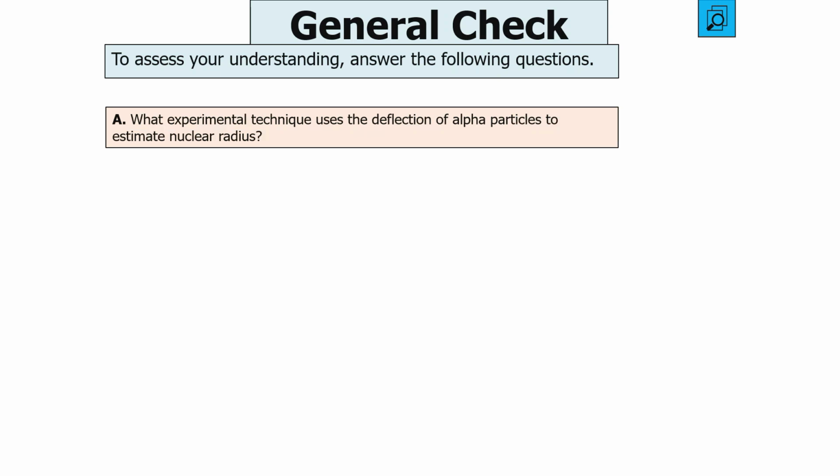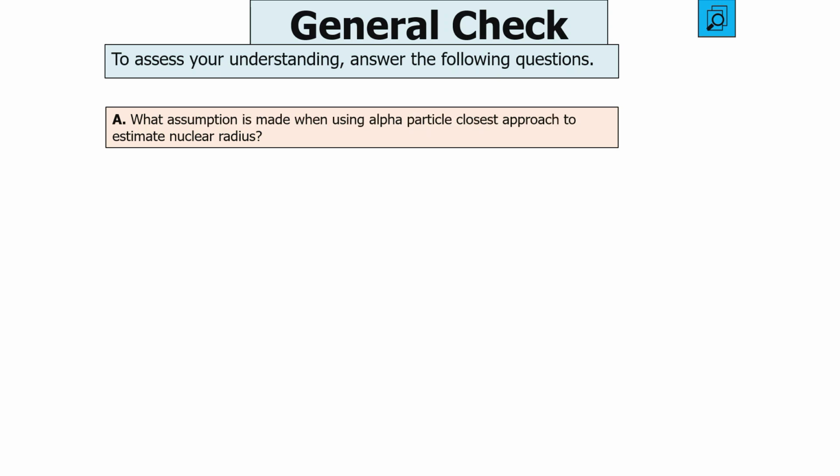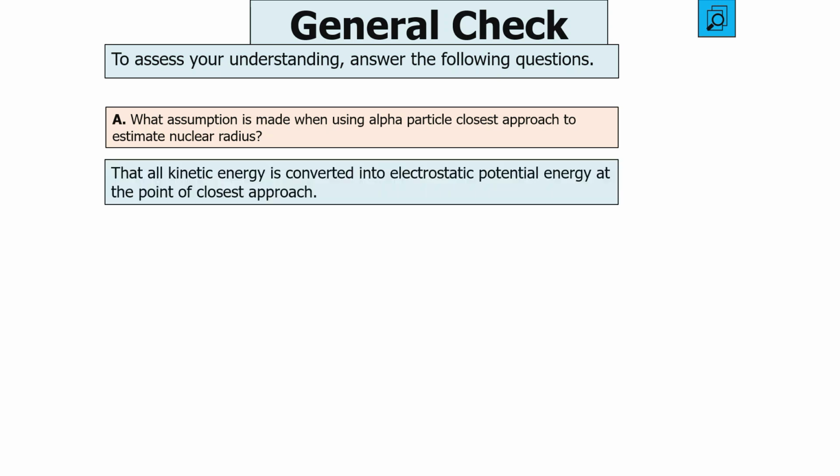What experimental technique uses the deflection of alpha particles to estimate nuclear radius? It is the distance of closest approach of alpha particles in Rutherford scattering. What assumption is made when using the closest approach to estimate the nuclear radius? It is that all kinetic energy is converted into electrostatic potential energy at the point of closest approach.